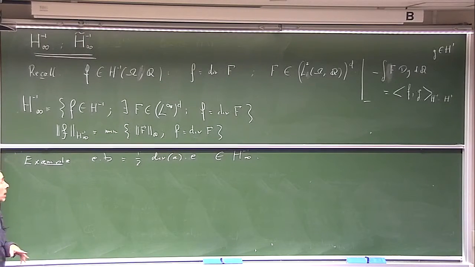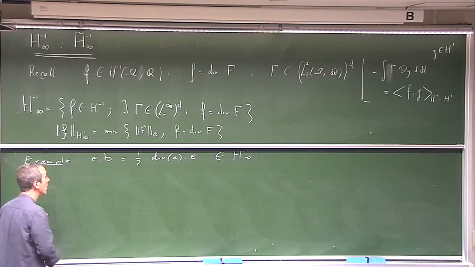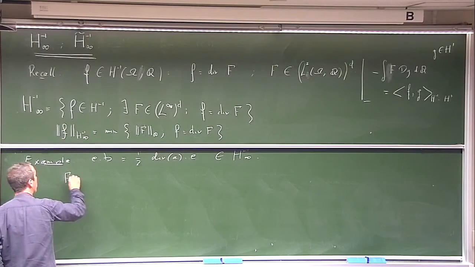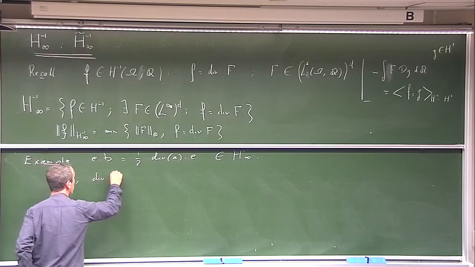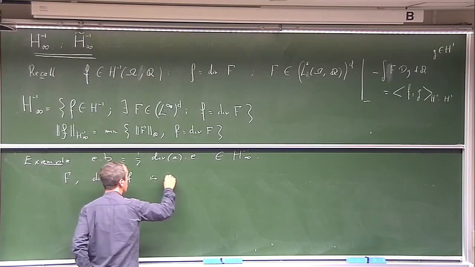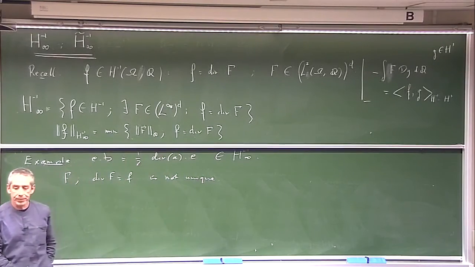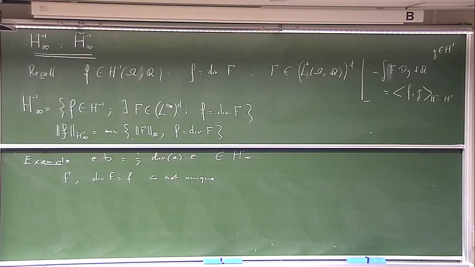Another remark is that the big F, such that the divergence of big F equals small f, is far from being unique. In general, at least, F such that the divergence of F equals small f is usually not unique. Hence the minimum. The set of F's that solve this equation is a linear space. And that's a first space, and then there is a second one, the one with the tilde.